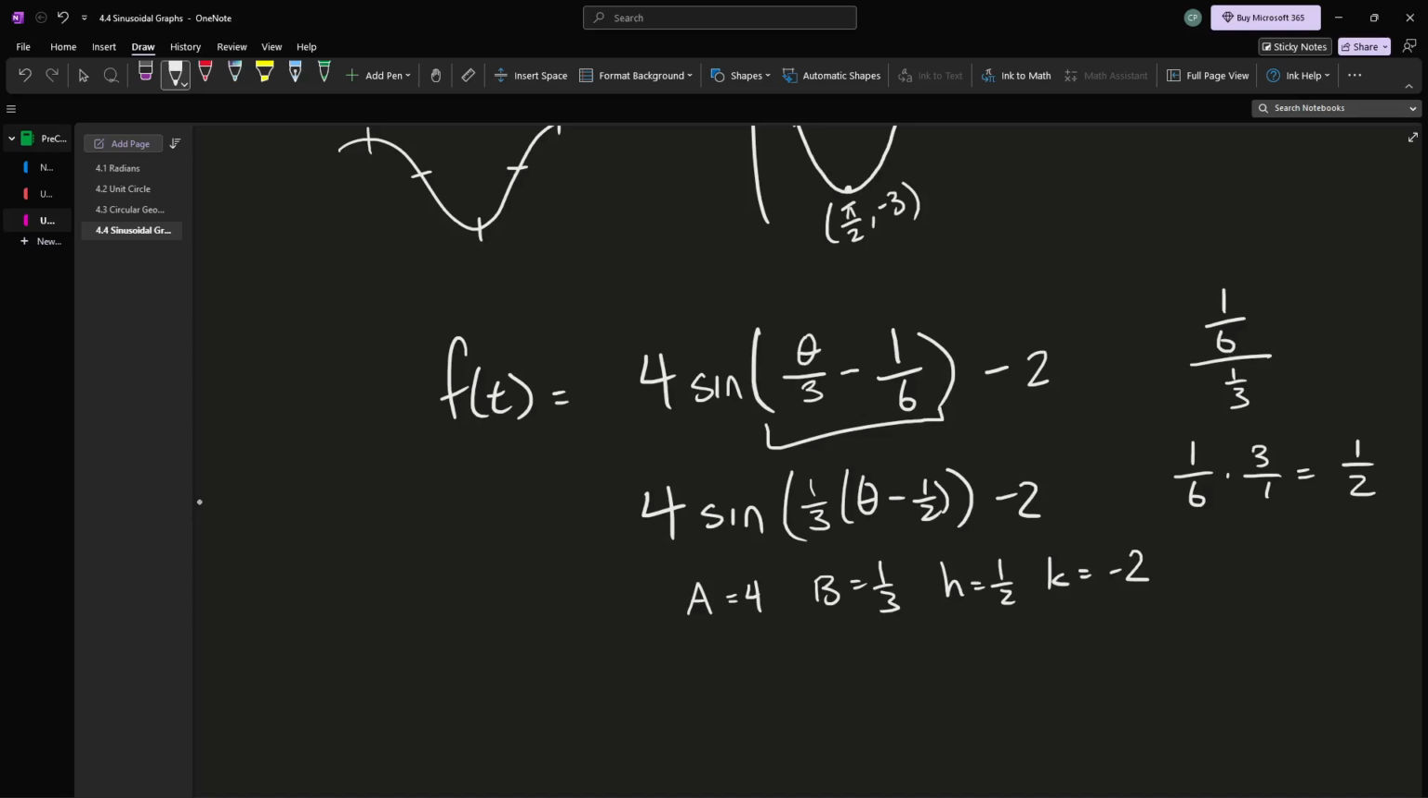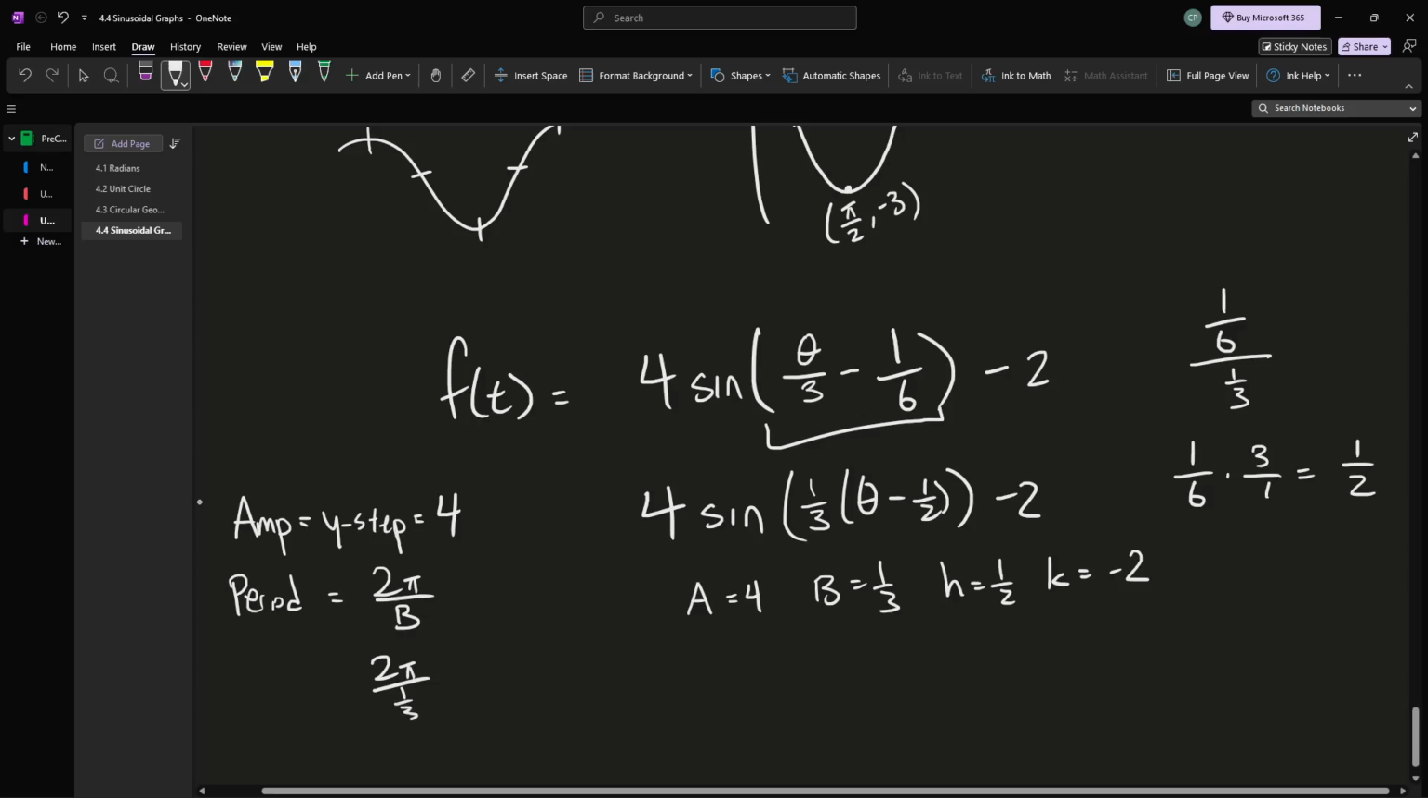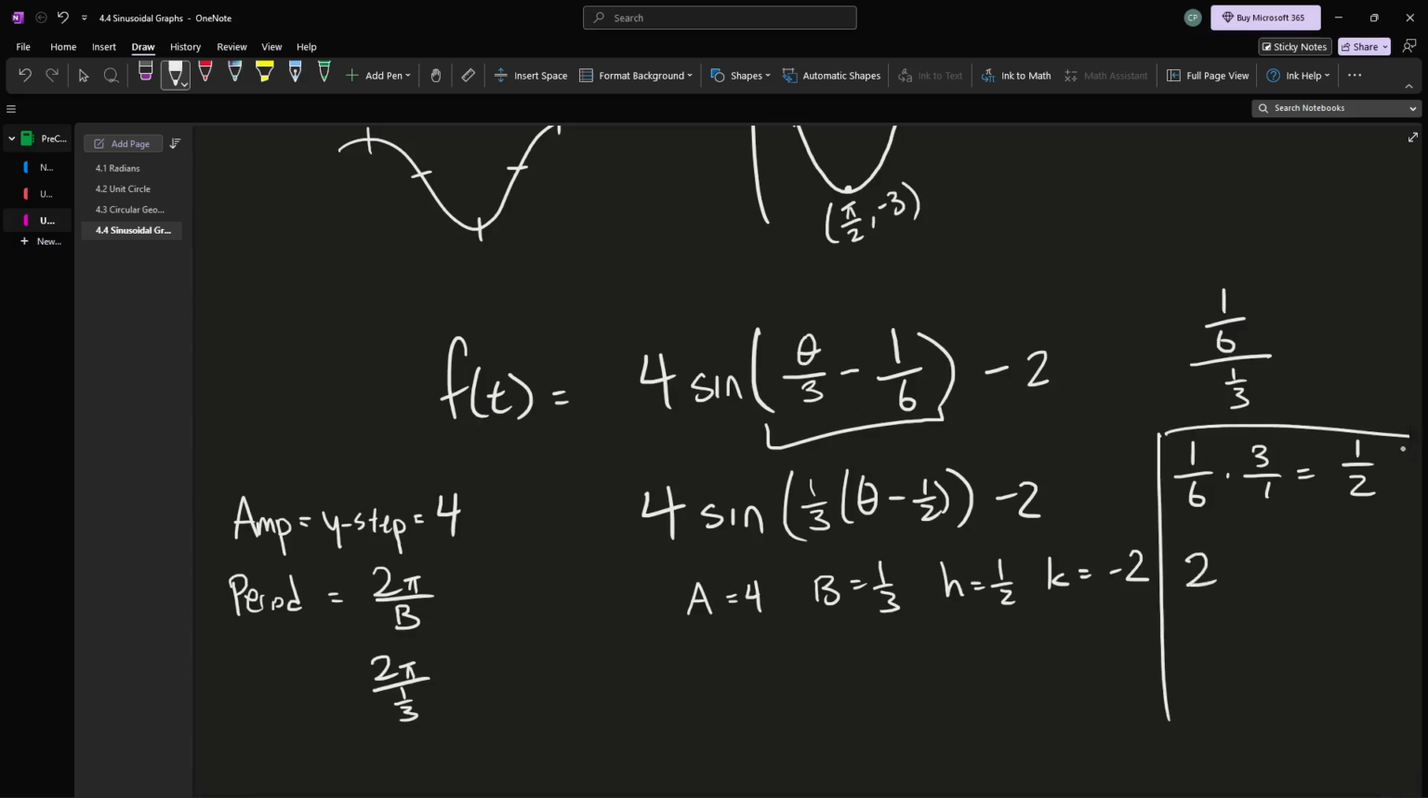What you do need to do is actually your amplitude, or your y step, in this case, is 4. Your period is 2 pi over b. So you have 2 pi over 1/3. And once again, if you have trouble with multiplying fractions, feel free to write it out. 2 divided by 1/3 is 2 times 3 over 1, or 6 pi. So period equals 6 pi.